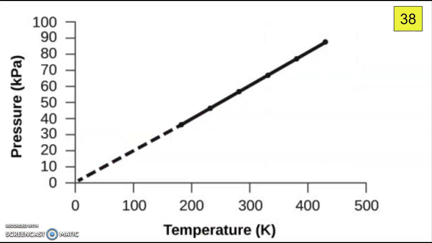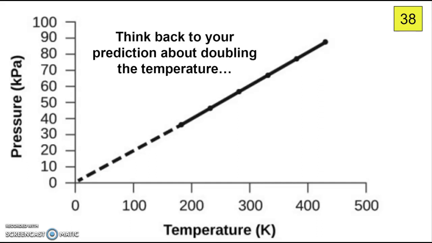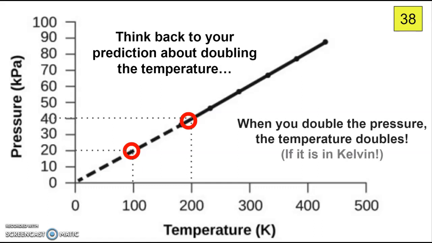Now let's take a look at a graph measured in kelvins. So temperature in Kelvin measured and pressure in kilopascals on the y-axis. This time, if I think back to my prediction, I thought that if I doubled the temperature, I'd double the pressure. Well, at 100 degrees Kelvin, my pressure is 20 kilopascals. If I double my temperature to 200, my pressure is 40 kilopascals. So I was right. When you double the temperature, you do double the pressure, but only if it's measured in Kelvin, not if it's measured in Celsius.